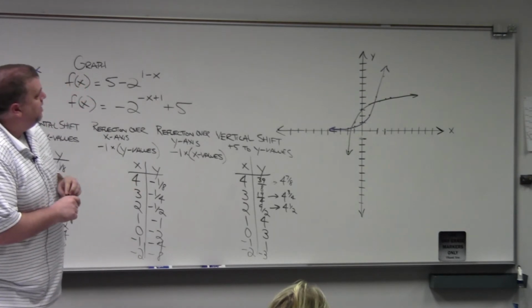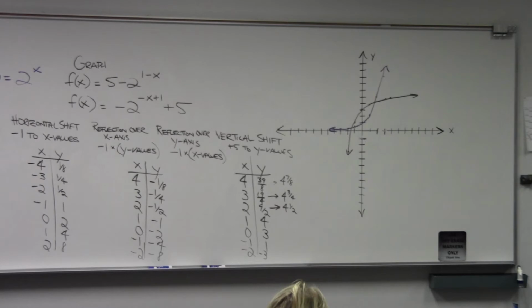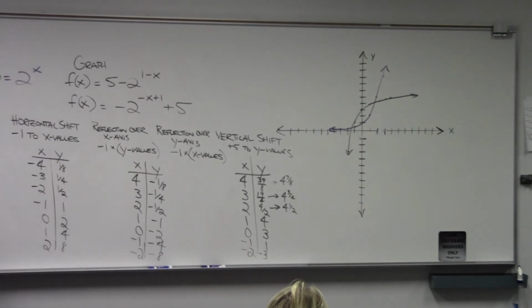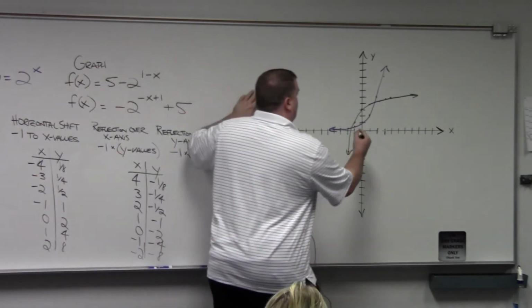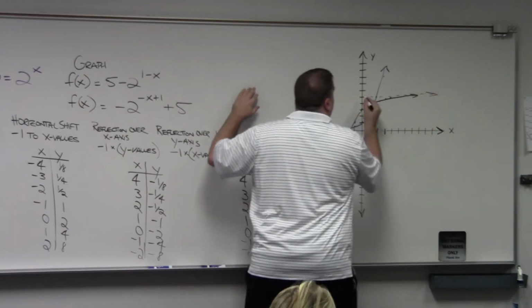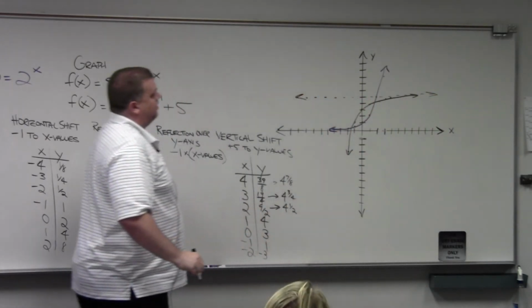Where would my asymptote be on that one? Any ideas? What was our vertical shift on that one? Yeah, right here, right? +5. So 1, 2, 3, 4, 5. That was a better artist. All right, so there's our asymptote.